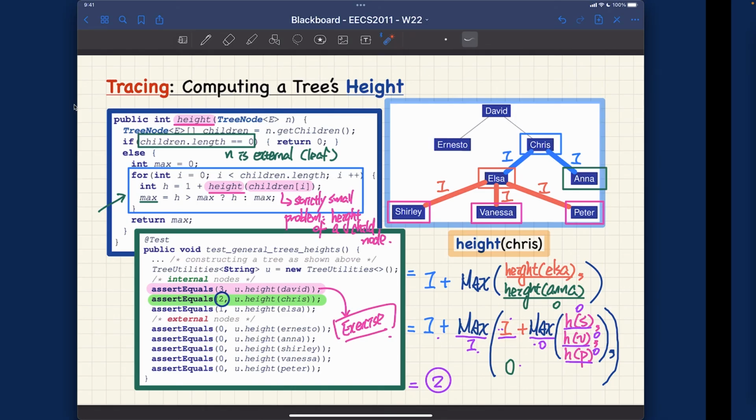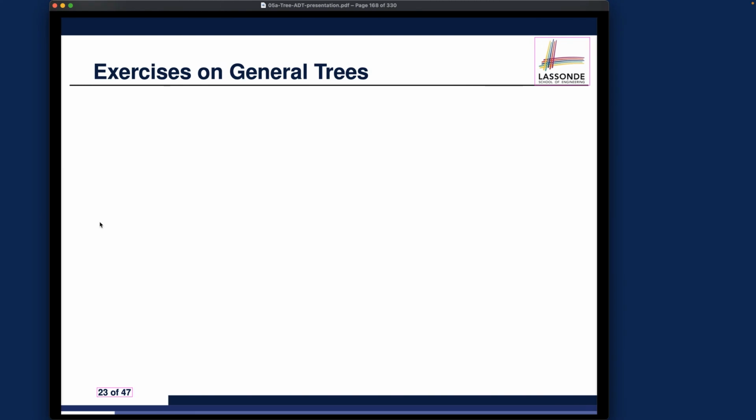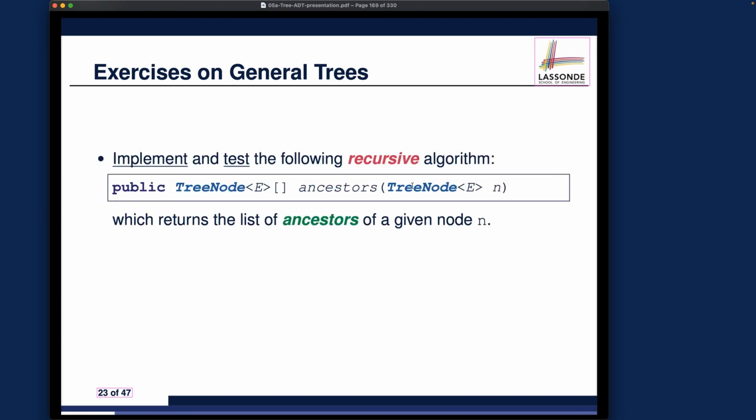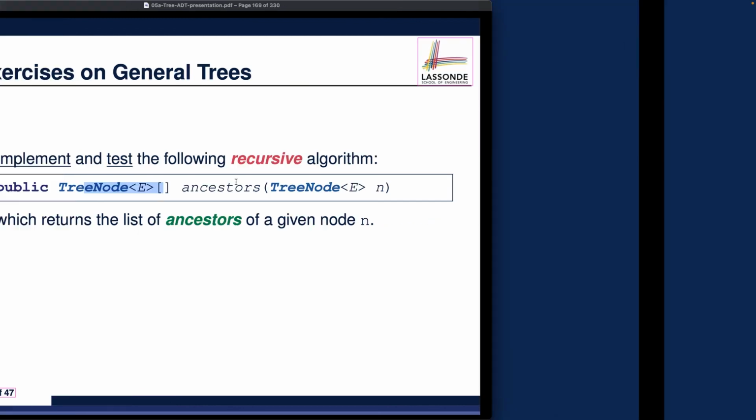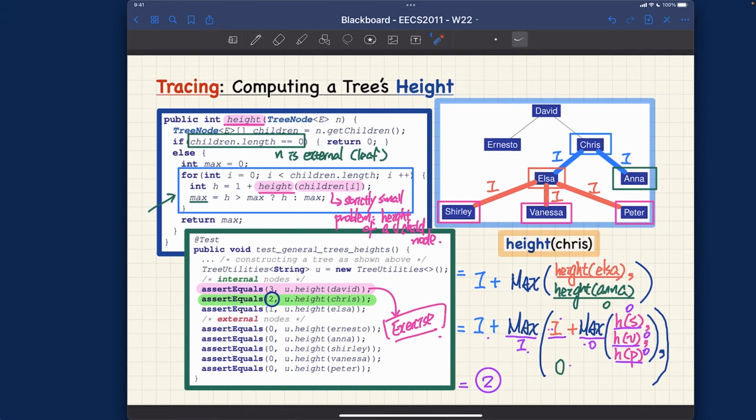So what methods do we want you to exercise? One will be, given a node, I want you to calculate all the ancestors for that particular node. Return that as an array. For example, if I give you the node of Vanessa, the array that's returned should contain Vanessa, Elsa, Chris, and David.